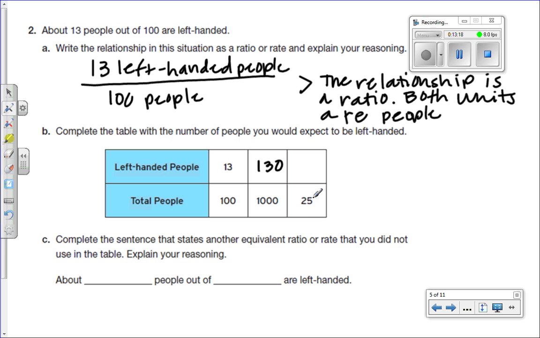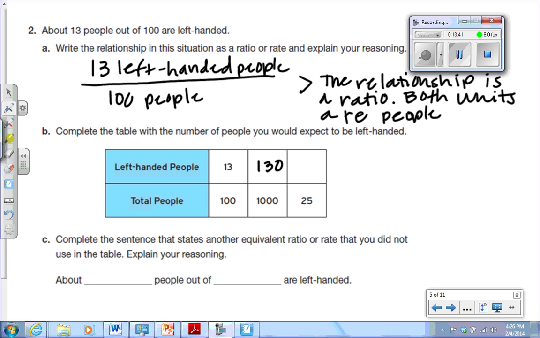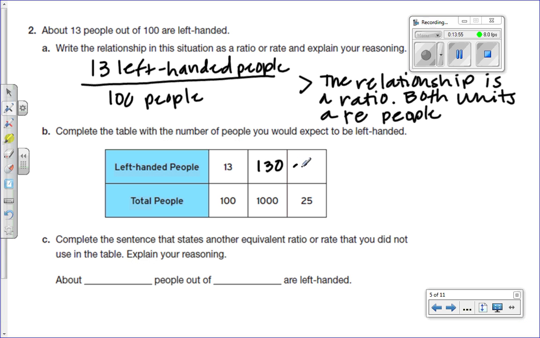In this next situation, we're not scaling up, we're scaling down. So therefore, we've got to figure out what we divided by. Well, going from 100 to 25, you're simply dividing by 4. If you didn't know that, you could take 100, divide by 25, and it would give you 4. Therefore, we need to take our 13 here and divide by 4. So 13 divided by 4 gives us 3.25, but we all know that you can't have a fourth of a person. So this one is approximately 3.